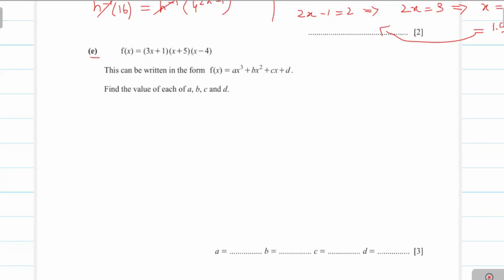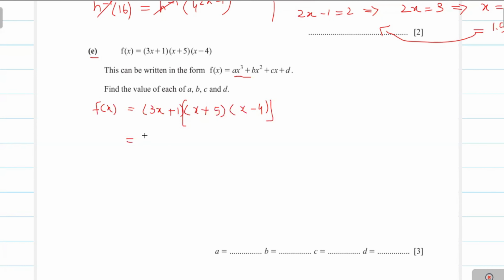Part E, f of x equal to 3x plus 1 into x plus 5 into x minus 4. This can be written in the form of ax cubed plus bx squared plus cx plus d. You see here f of x equal to 3x plus 1 into x plus 5 into x minus 4. Firstly, we expand the last two expressions.